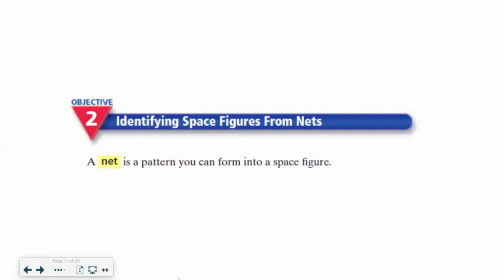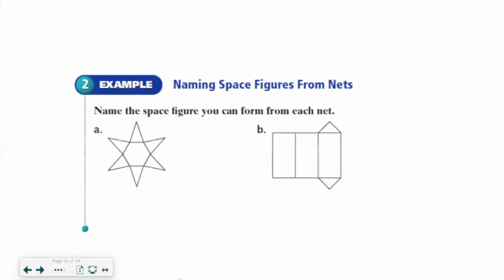Okay, so now you may remember that there are ways to represent three-dimensional figures in two-dimensional forms, and those are called nets. Nets are patterns that you can use to form a space figure. So you have to envision what these figures would look like when you folded them up.